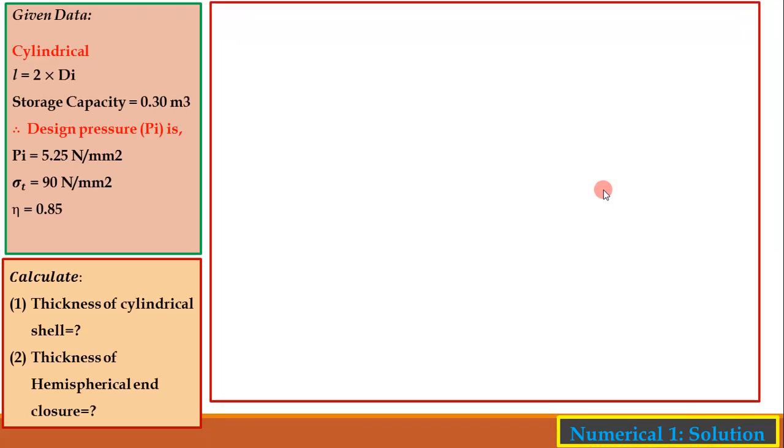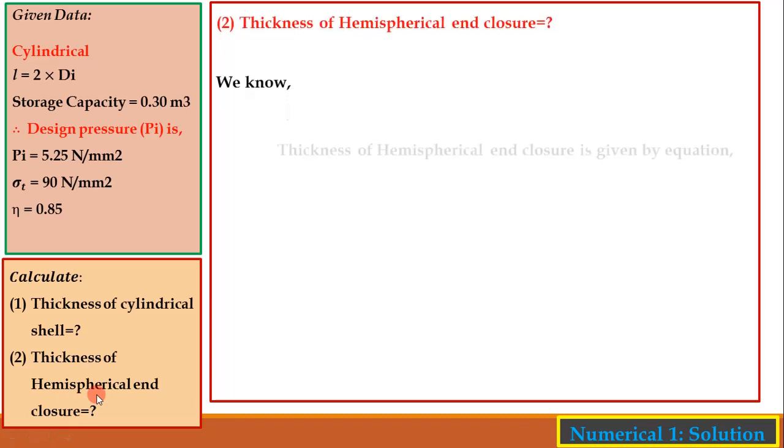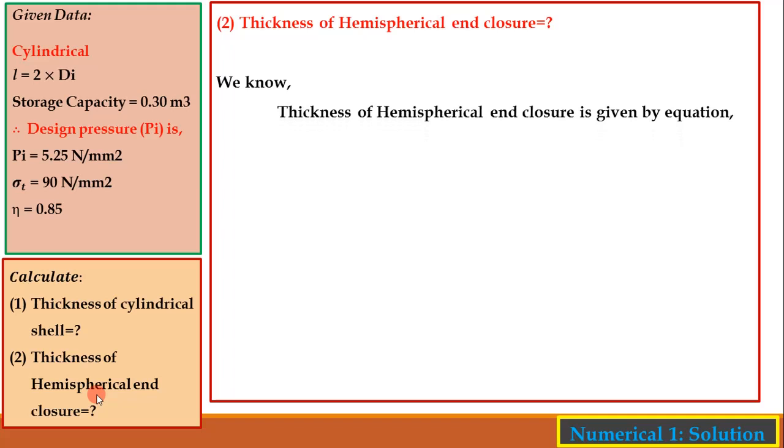Now let us solve the second point, the thickness of the hemispherical end closure. The thickness of the hemispherical end closure is given by the equation small t is equal to Pi Ri upon twice sigma T eta minus 0.2 Pi, plus Ca. Here Ri is nothing but the inside radius of the hemispherical end closure, and it is half of the inside diameter of the cylinder, that is half of di.